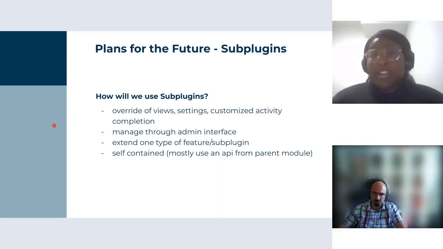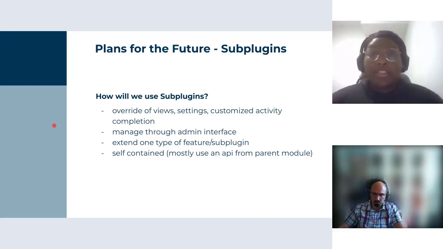Now, how we intend to use sub-plugins is to override views, settings, and implement customized activity completion. Currently we already have a form of custom completion for students. For example, let's say within a session, you want a student to participate in the chat at least once. We want to implement a sub-plugin that will allow you to change how many times that student needs to participate in a chat to have that set as an activity being completed by the student.